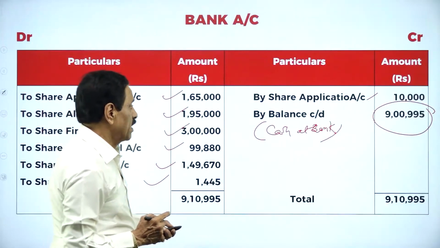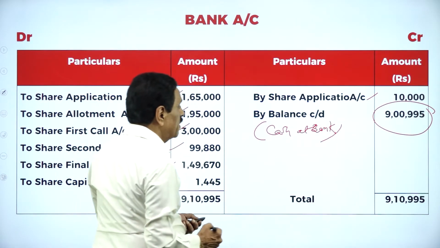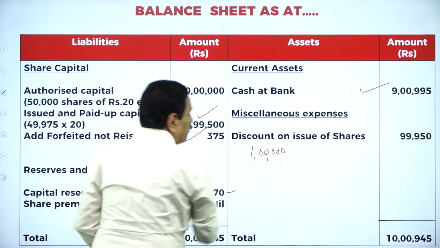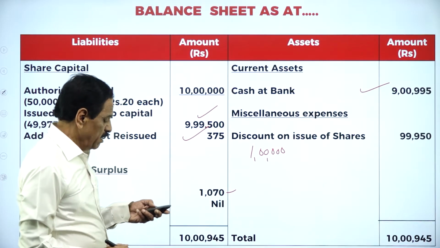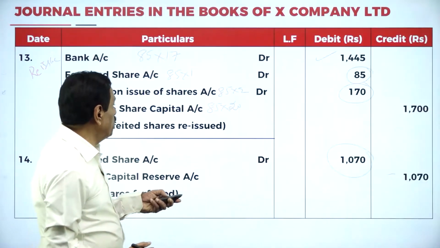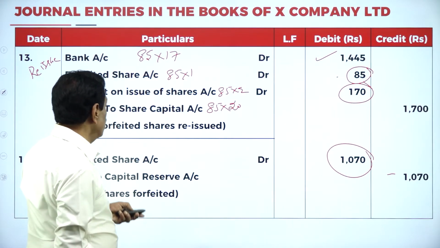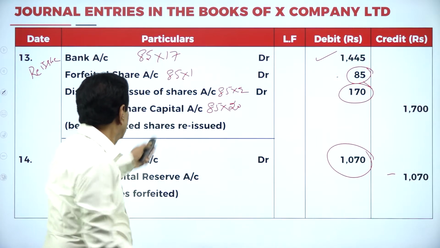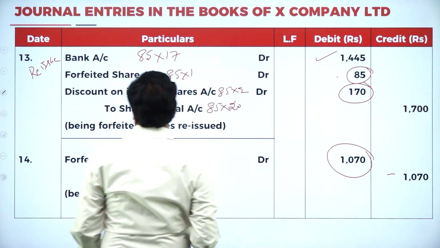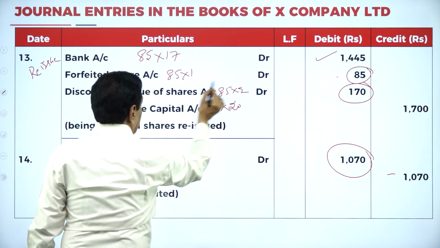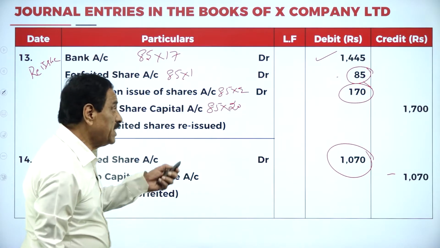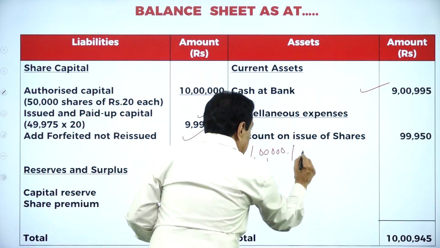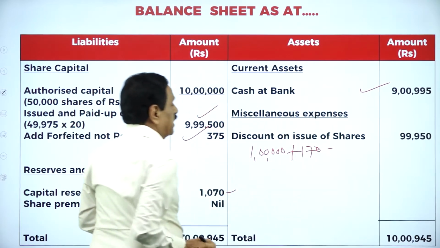Remember the last entry balance. How did you get it? You got 1 lakh rupees, a debit entry. Then you got here the discount account, 85. That is said here: discount and issue of share. How much is there? 170. Bank account for discount, 170 debit entry.